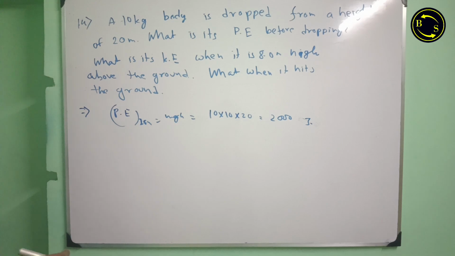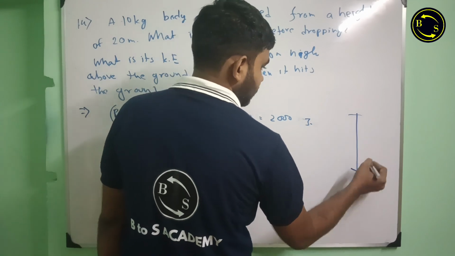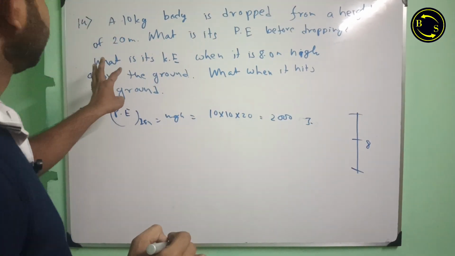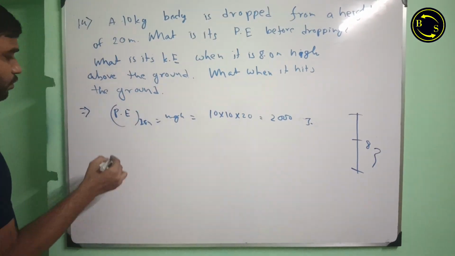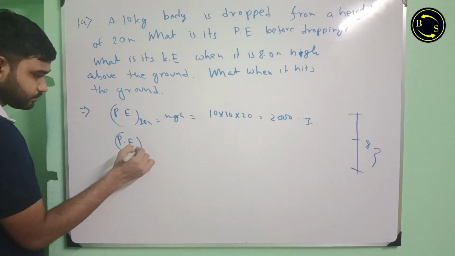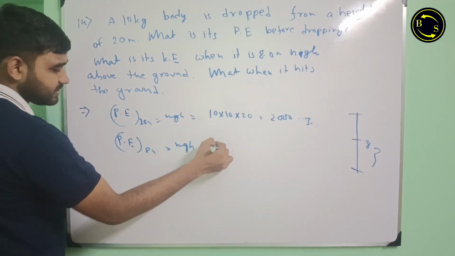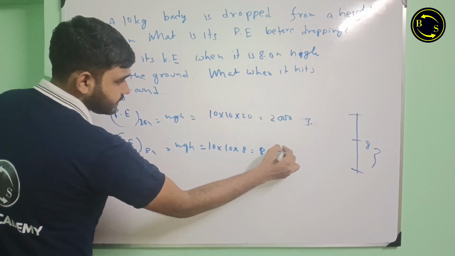Next, what is the kinetic energy when it is at 8 meter above the ground? It is from 20 meter, when it is at 8 meter above the ground, then potential energy at 8 meter is mgh, which gives us 10 into 10 into 8, which gives us 800 joule.